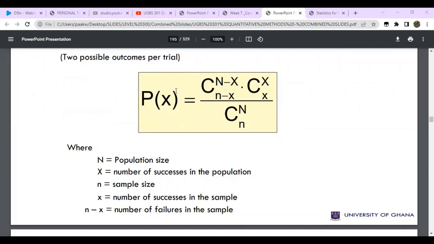So you are saying where the big N here is the population size. So the population size is represented by what? Big N. The big X is defined by the number of successes in the population. Small n is what? The sample size. So as I said, it deals with population and what? A sample. Small x is the number of successes in the sample. Small n minus small x gives us, as we know from binomial, the number of failures in the sample.